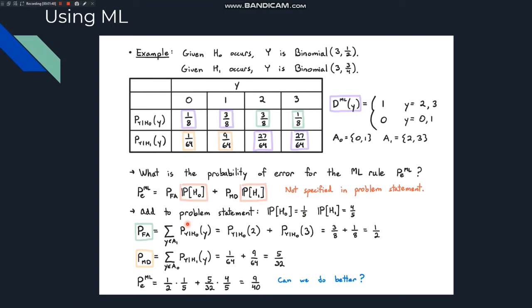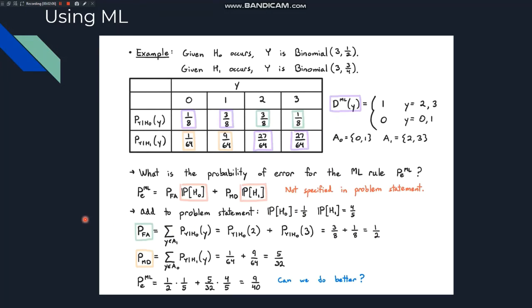That is false alarm. So it is equal to P of y given H0 of 2 plus P of y given H0 of 3. So 2 and 3 belong to A1. We have already calculated these. So substituting the values, we get 3 by 8 plus 1 by 8 is equal to 1 by 2.